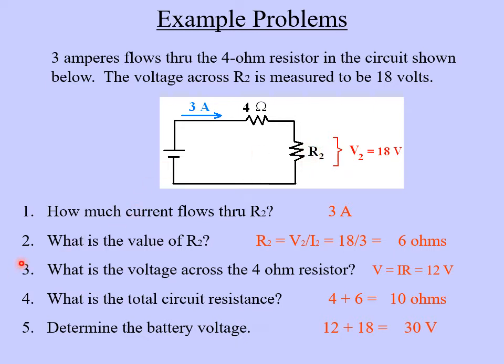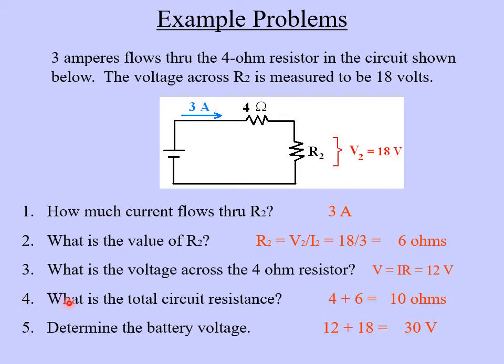Question number 3. What is the voltage across the 4 ohm resistor? That's this resistor up here. Well, we can just use Ohm's law to figure that out. For this resistor, we know that V equals IR, and the current is 3 amps, and the resistance is 4 ohms. So 3 times 4 equals 12 volts. So we have 12 volts across here.